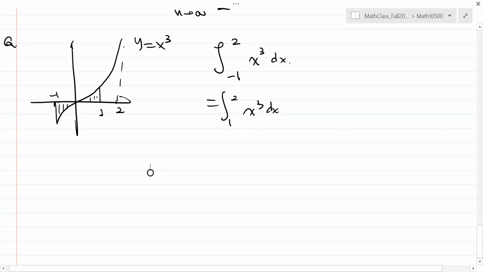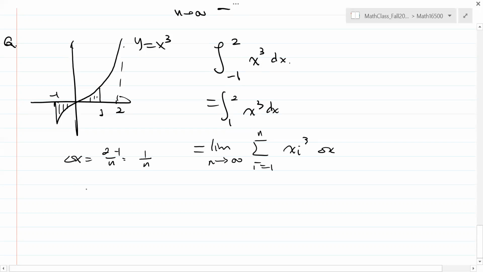So this is the Riemann sum, the special Riemann sum because the function is continuous. Just write it down like that, okay? Then you have to give me what is delta x. Delta x is going to be 2 minus 1 over n. It's 1 over n. And xi is going to be 1 plus i delta x. That's it.